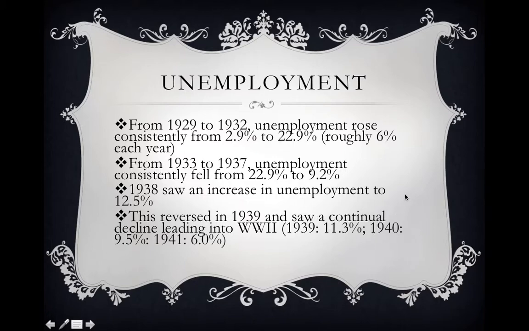All right. And then what do we see with the unemployment rate going into World War II? We can see that it consistently decreases from 11% down to 6% by 1941. So I want you to realize what happened. Number one, the trend of unemployment, that there was a dramatic increase in unemployment going to 1932. From 33 to 37, unemployment was trending downward. It increased in 38 and then trended downward again going into World War II.